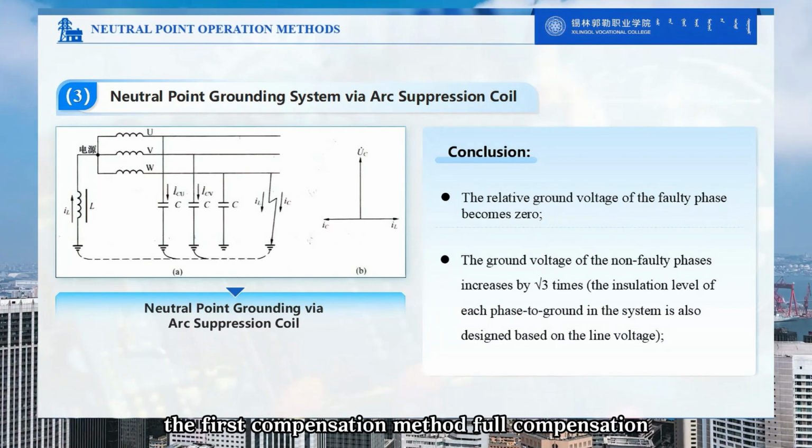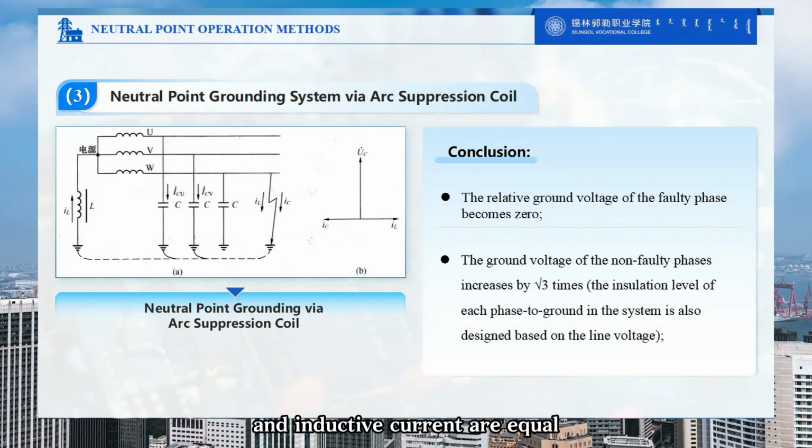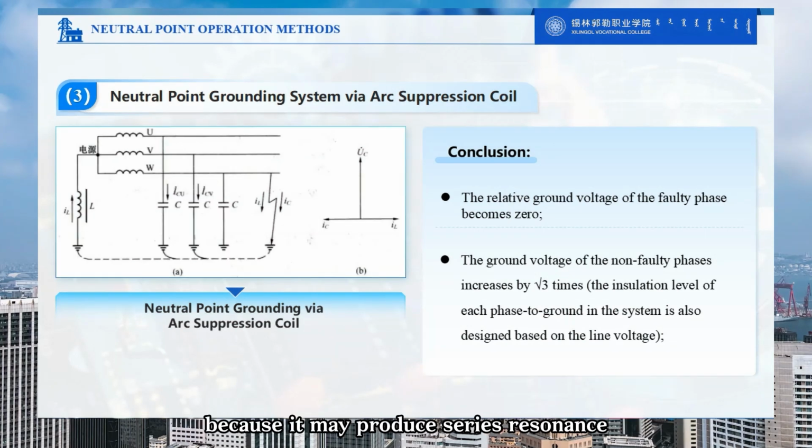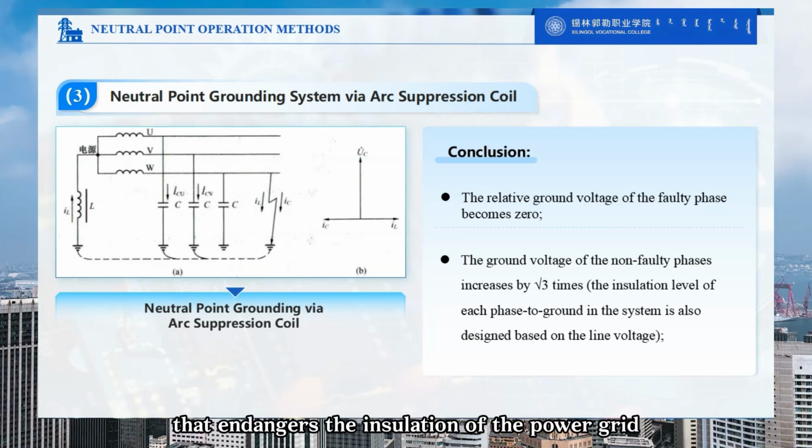The first compensation method, full compensation. When the capacitive current and inductive current are equal, the current at the grounding point is 0. From the perspective of arc suppression, full compensation is best. But is this the case in actual work in practice? We do not adopt this compensation method because it may produce series resonance overvoltage that endangers the insulation of the power grid.